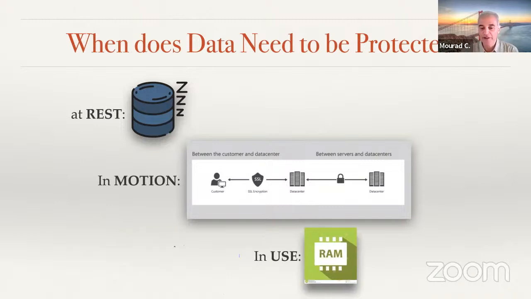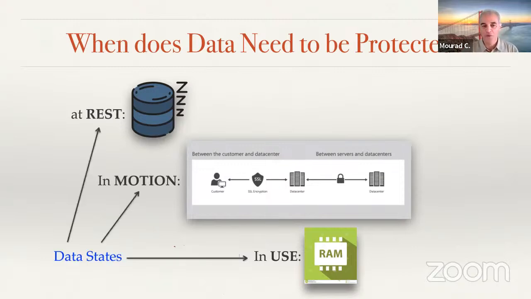And also in use. What that means is that when the data is used in a program, or it's running in a process, for example. So that's what we call data in use. So it's also important to protect data when it's being used in RAM, right?